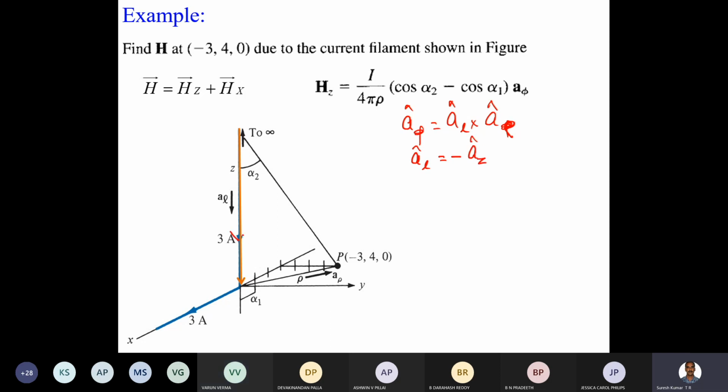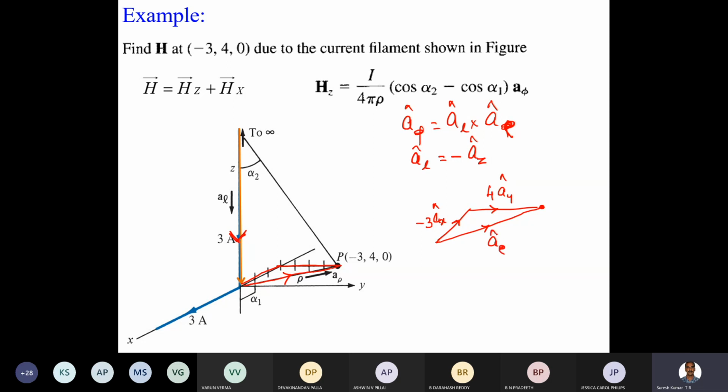You need to be careful with this. You may not notice the direction. It is negative. It is going in the minus z direction. So that's correct. Now the question is, what is the a rho vector? You need to calculate it. For your benefit, I will highlight that. So this is minus 3, this is the observation point, right? This is the origin. So this is minus 3 ax, and this is 4 ay.